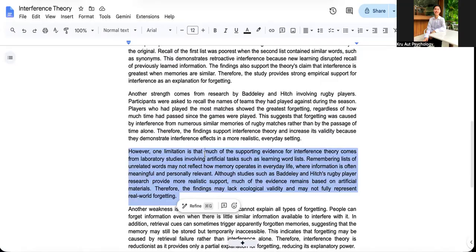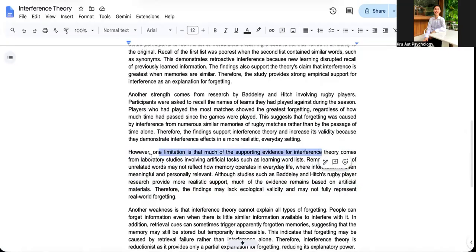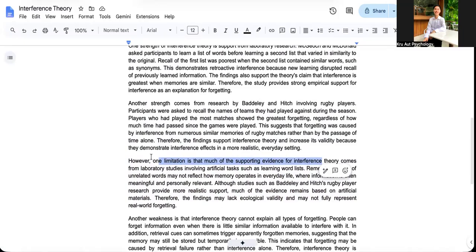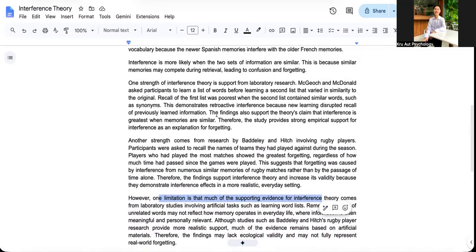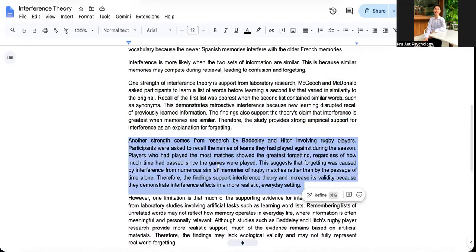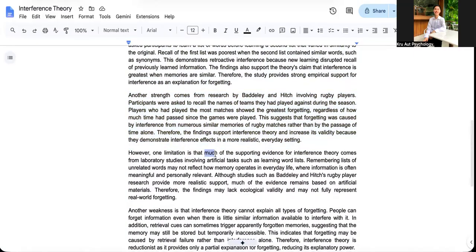If you don't have the word much here and you just simply say, one limitation is that supporting evidence comes from lab studies and it lacks ecological validity, blah, blah, blah, it sounds like we're evaluating just this study and claiming that the entire interference theory doesn't represent real life, when it actually does to an extent. But by saying, okay, this point is not wrong, it's entirely not wrong, but it's just the writing style to not get deducted marks.